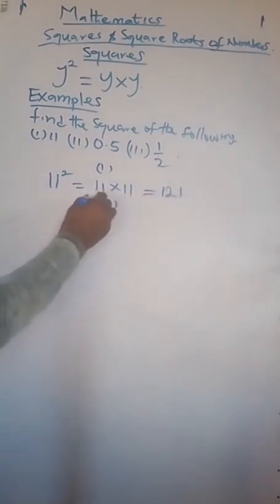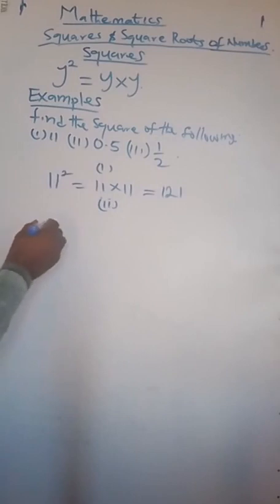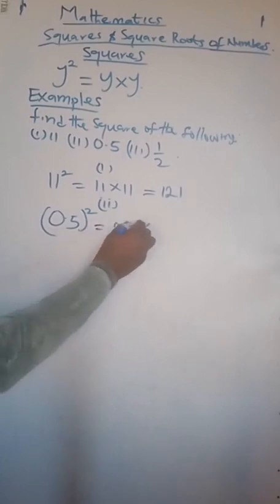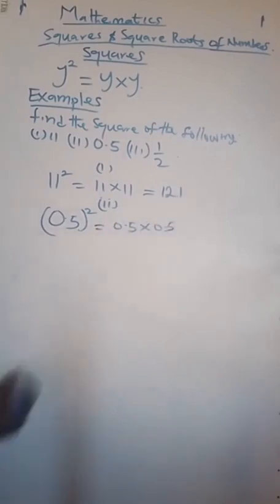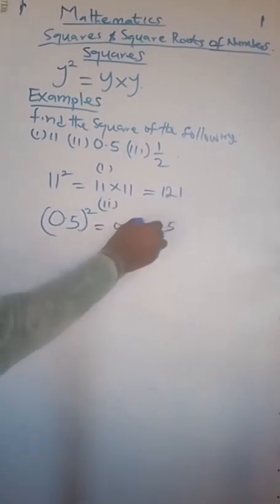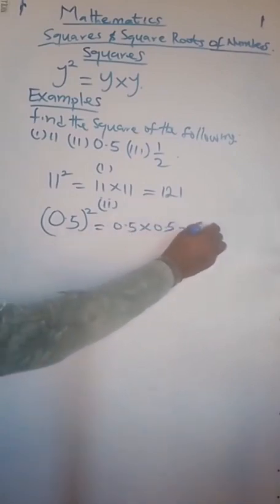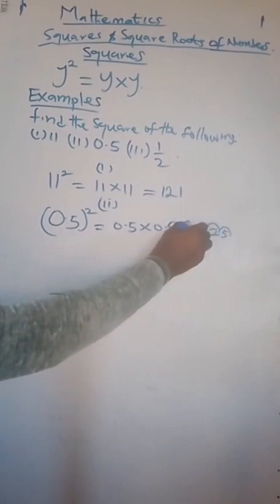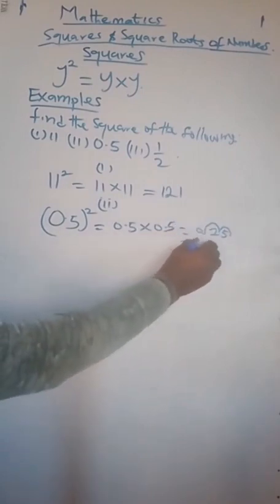Let's go to 2. Square of 0.5 means 0.5 raised to power 2, which is 0.5 times 0.5. Alright? If you remove the decimal, one place there, we have 5. 5 times 5, 25. So 25. Let's move the 2 places back. 1, 2. So the answer is 0.25.